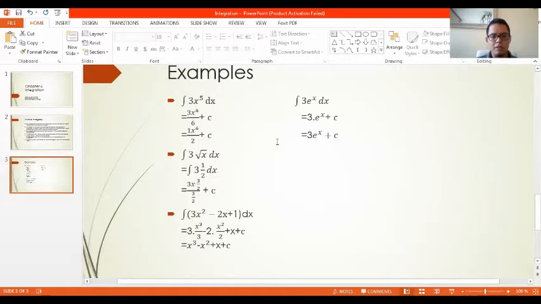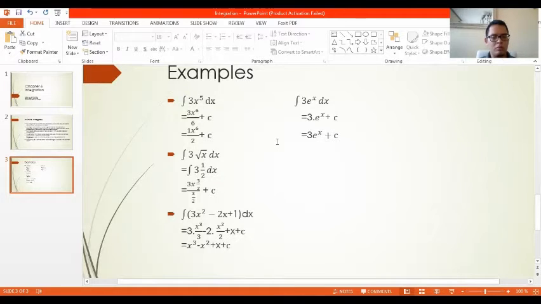Integral of 3x to the 5th power dx equals 3x to the 6th power. You get the 6 by adding 1 to the 5, which is the exponent, and then you divide it by 6, plus c. And then you simplify it more, equals 1x to the 6th power over 2 plus c.